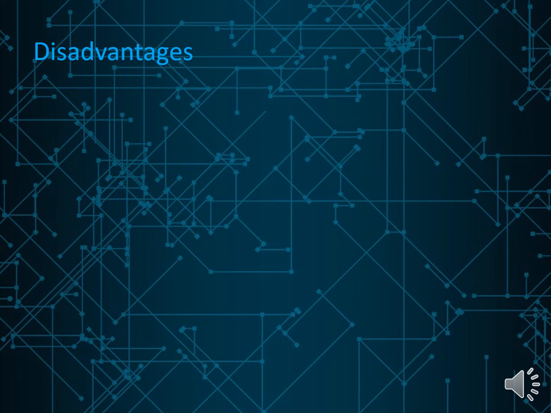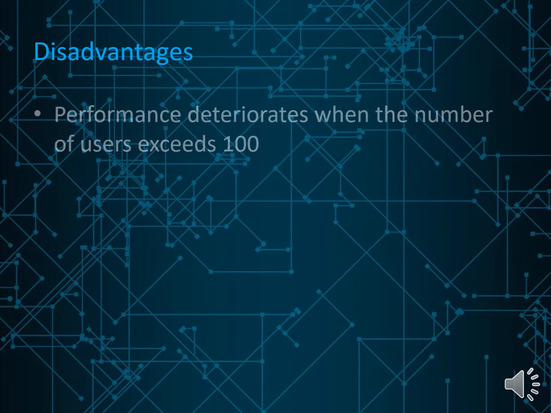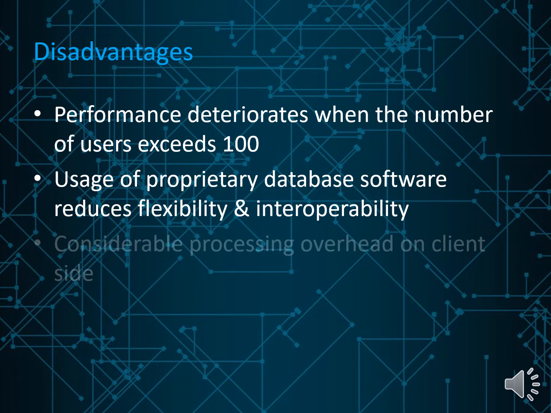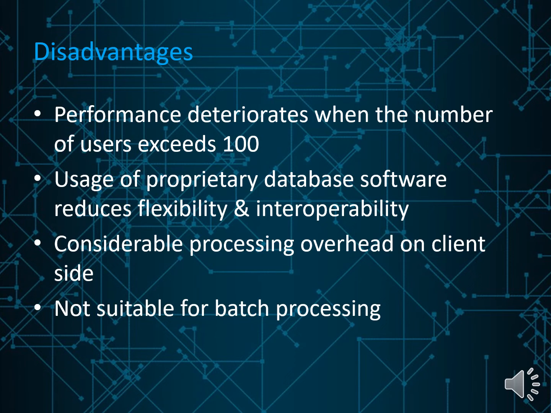And moving to the disadvantages of this two-tier architecture, namely, performance may deteriorate when the number of users exceeds a maximum limit, for example 100, and usage of proprietary database software reduces flexibility and interoperability, there is considerable processing overhead on the client side, and it is not suitable for batch processing.